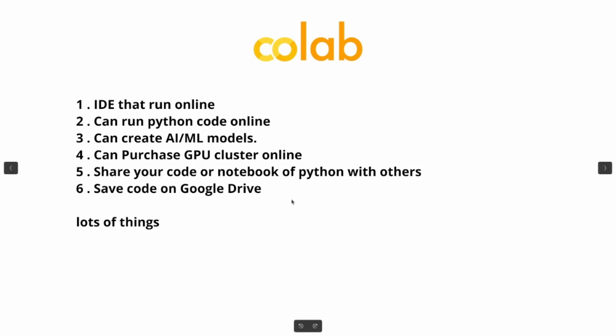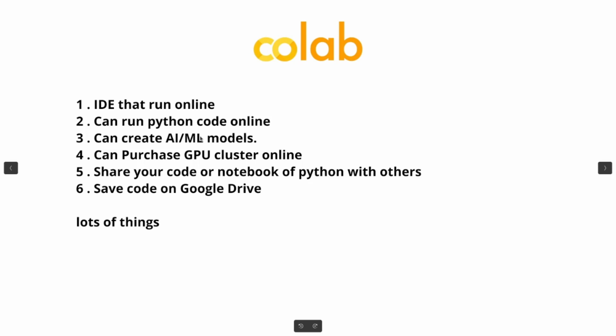Fifth, we can share our code or notebook of Python with others. As we discussed earlier, we can share our Google Colab notebook. So basically it is also a social thing. We can share our Google Colab notebook to GitHub, or save our Google Colab notebook to Google Drive. Basically we can do a lot of things with a Google Colab notebook.